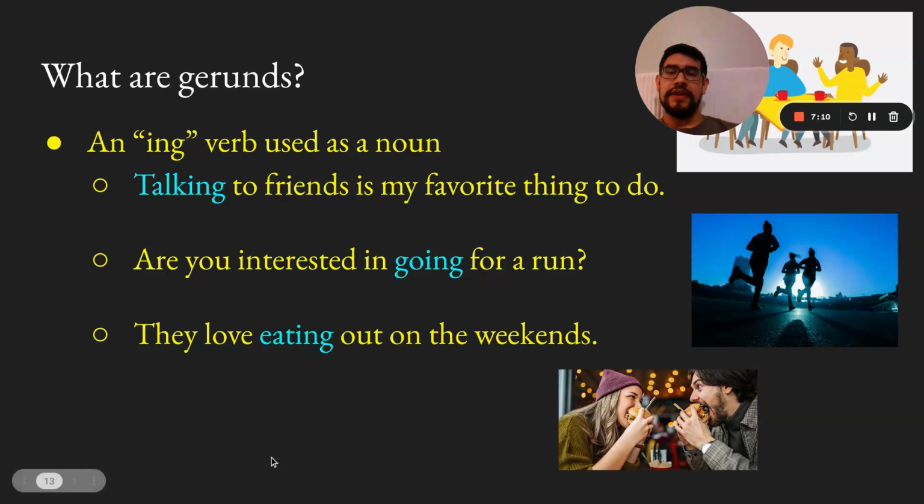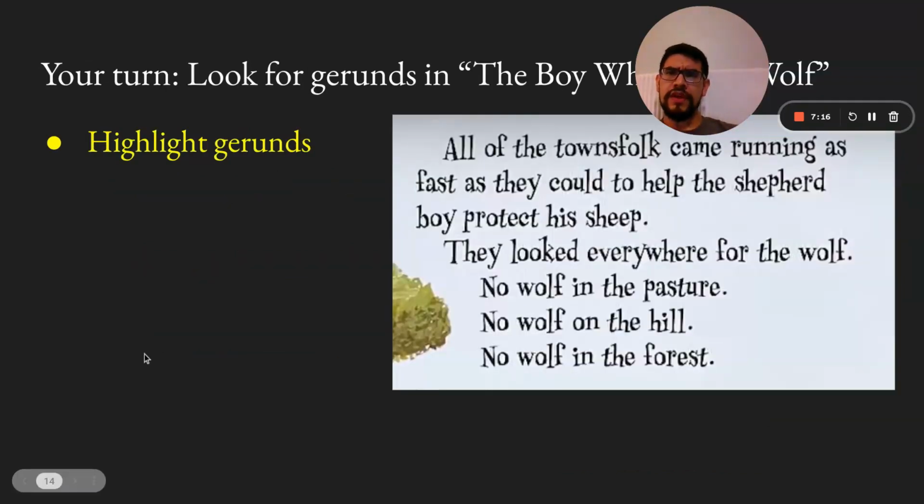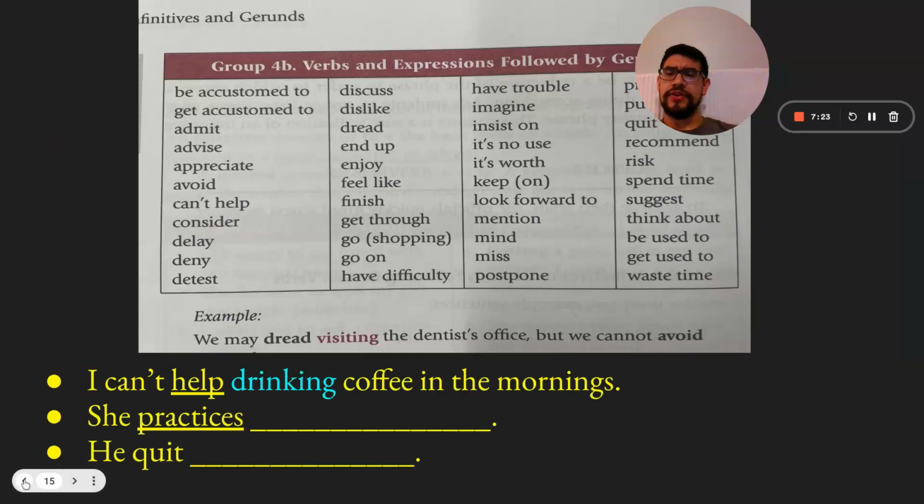They love eating out on weekends. What do they love? They love this thing, which is eating out on weekends. Okay, now it's your turn. Look for gerunds in The Boy Who Cried Wolf, and you're going to highlight every gerund you see.